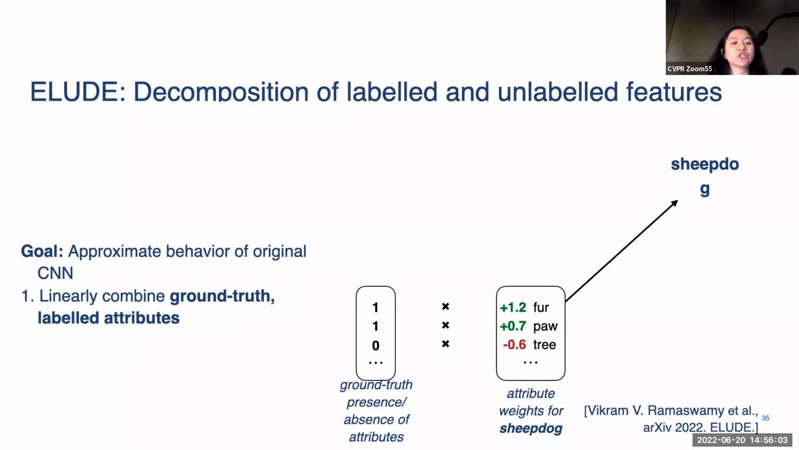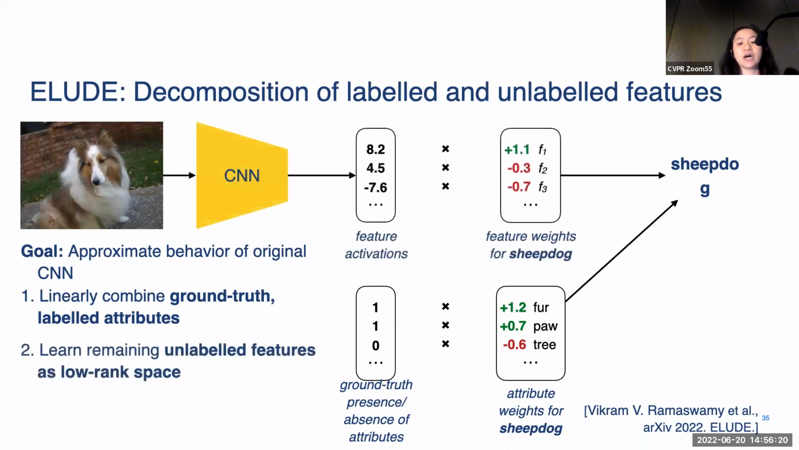So what we first do is we learn to make predictions by linearly combining ground truth attributes for an input image. And note that this indicator vector is binary, it's not fractional. So it solves that first problem we mentioned. After we've learned to explain as much of the model as possible via these labeled attributes, we then learn the remaining unlabeled features as a low rank space.